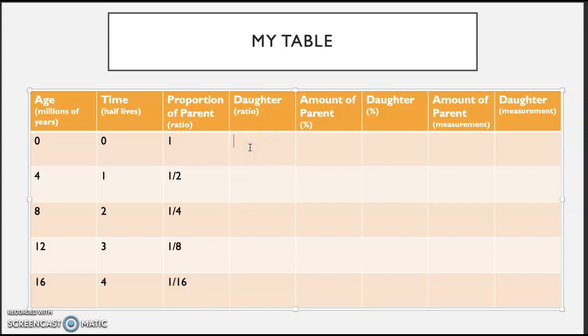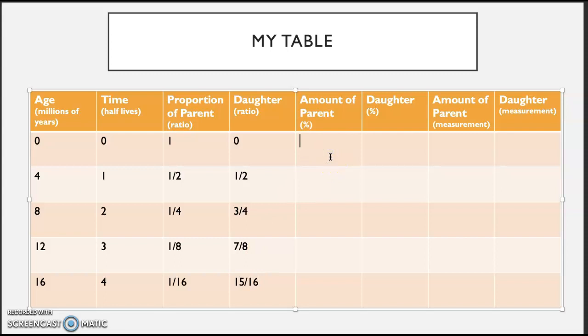And then the daughter ratio, you just have to get it back to 1. So the parent and daughter make up 1 whole. So for this one it's 0, and then you need a half for this one. And then when you have a quarter, you need 3/4 to make up the rest of the isotope, and so on. So this would be 7/8, and this would be 15/16.